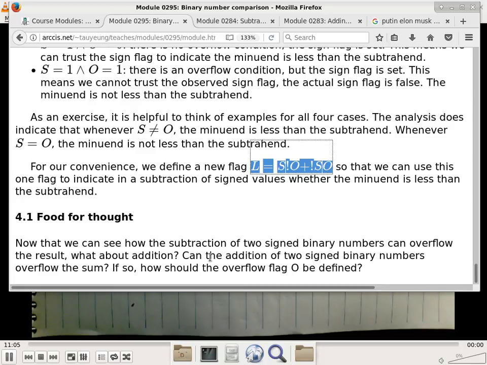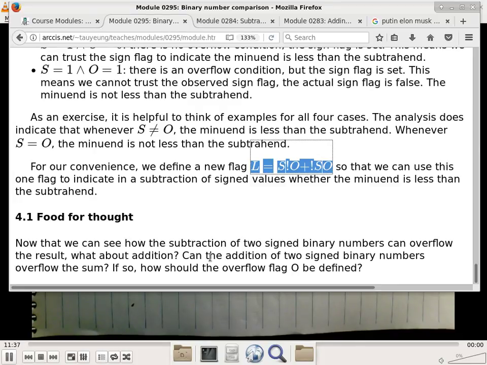So you have some informal homework assignments. One is to figure out specific examples for all 4 cases of all the combinations between sign and overflow to happen, and also try to define overflow for addition. So those are your informal homework assignments. I will go over the solutions on Tuesday. But by thinking about those things, I think it will help you understand the material a little bit better. All right.